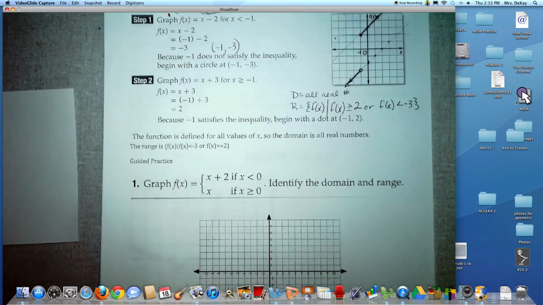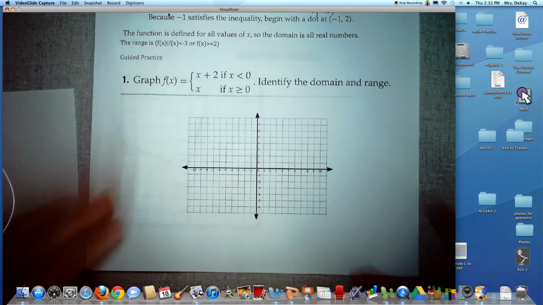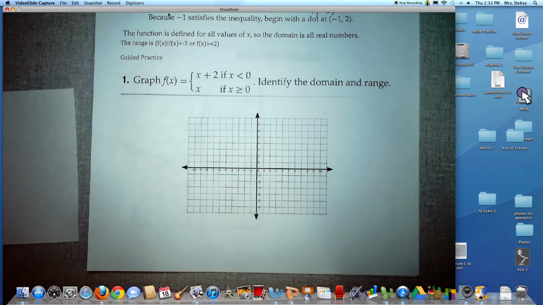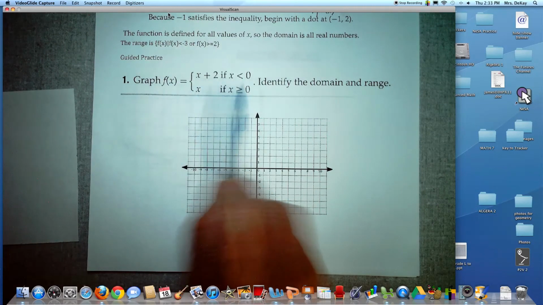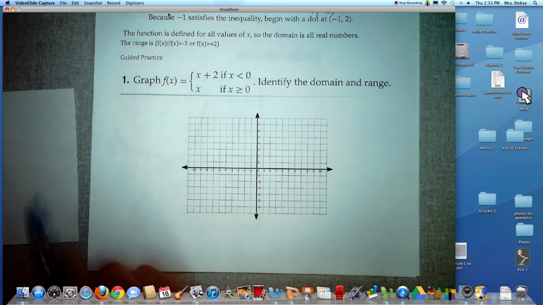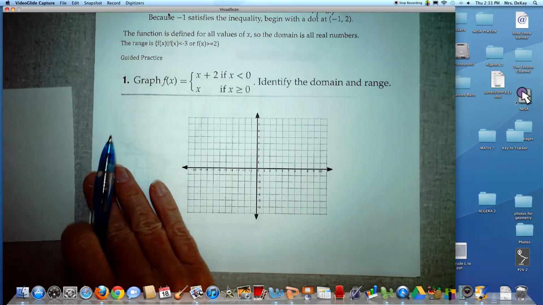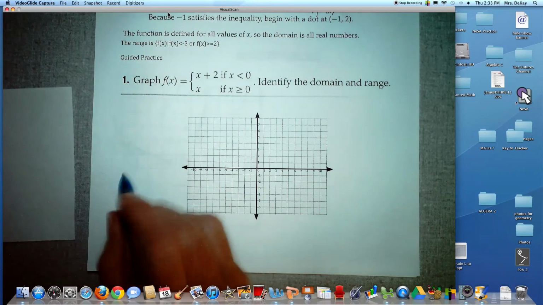Okay. So, let's try one. Here's our function, and different things are happening at different intervals here. Okay? Now, we can go with what Alex said, and that might be kind of fun.